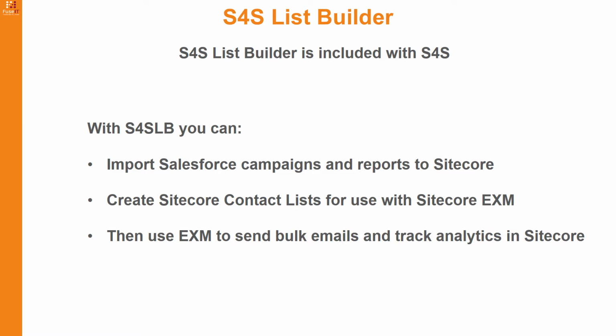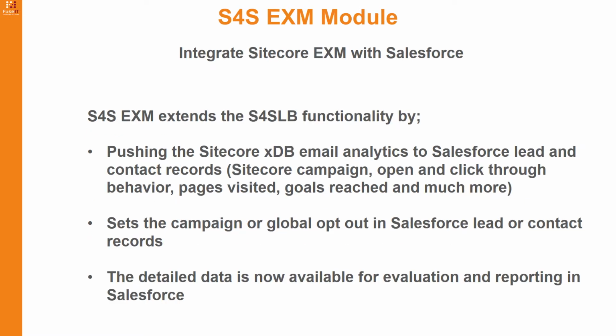You can then use Sitecore EXM to send bulk emails and track analytics in Sitecore. Sitecore EXM tracks and closely scrutinizes the journey of an individual email recipient at all stages of a Sitecore campaign, including their click-through behavior on the company website, pages visited, goals reached, and much more. The S4S EXM module extends the S4S LB functionality by pushing the detailed Sitecore XDB email analytics to Salesforce lead and contact records, such as Sitecore campaign information, open and click-through behavior, pages visited, goals reached, and much more. Now it can be further evaluated and reported on.